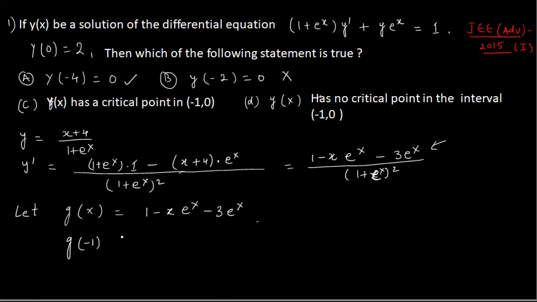So we get 1 minus 1 times e inverse minus 3 times e inverse, and this becomes 1 plus e inverse minus 3 e inverse, and this term becomes 1 minus 2 over e. Since e is more than 2, this quantity is more than 0.